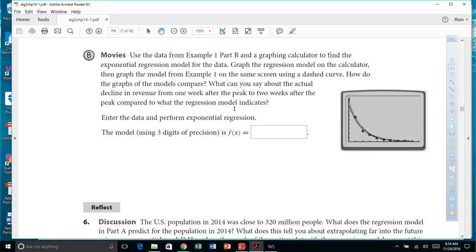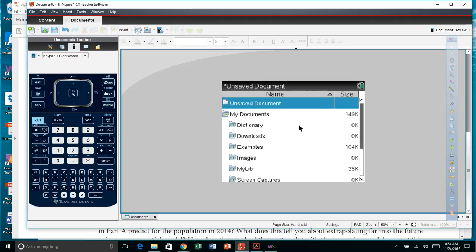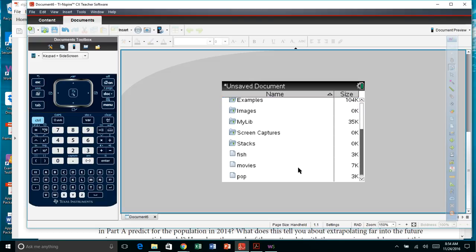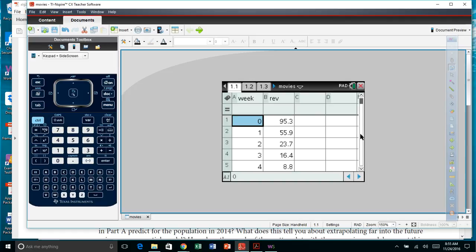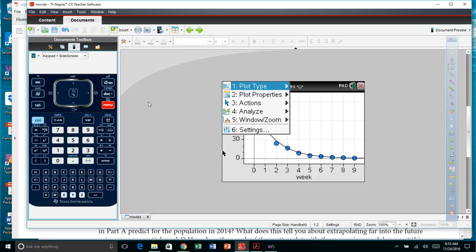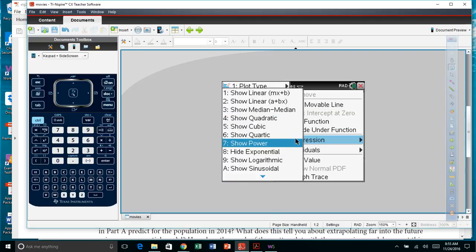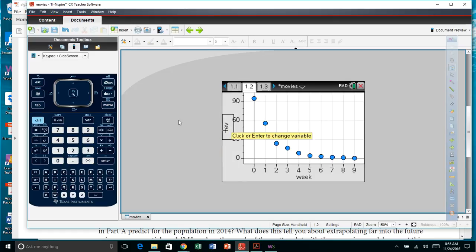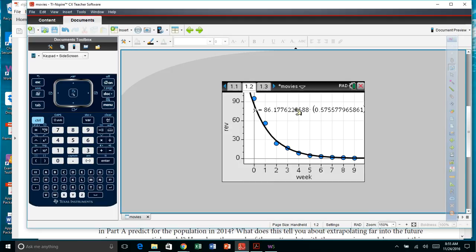Enter the data and perform an exponential regression. Okay, I've already entered the data, and let's see, on, and then my documents, and I think I got it saved here under movies. There it is, movies. So there it is. I entered the data. And let's see, menu 4, analyze. Menu 4, 6, 8. So there's your regression.